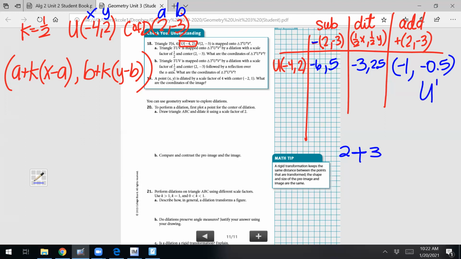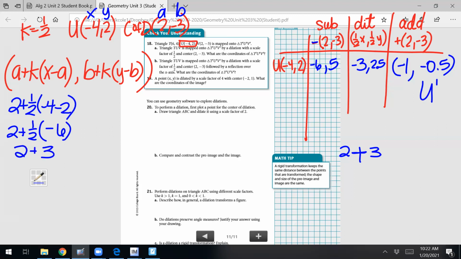Or if you did it this way, I have it all mapped out for you. I labeled everybody out. U is your (x, y), center of dilation is your (a, b). So for x, you do -4 minus a, which is 2. So -6 times 1/2 is -3. -3 plus 2 is -1.